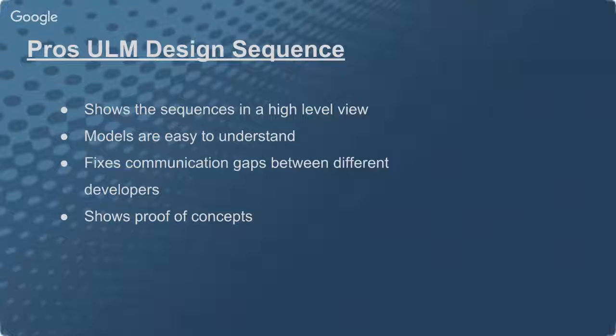The UML design sequence also fixes any communication gaps between different developers, which means that if you have a developer working on one portion of the project and a different developer working on the other, you are able to use a design sequence to clearly state how those two will interact and keep the communications between them very high. Using UML design sequences also shows that you know the proof of the concepts, because you will be able to show how the sequences, solutions, or any applications apply to and within each other.